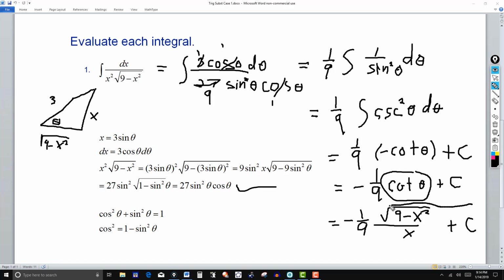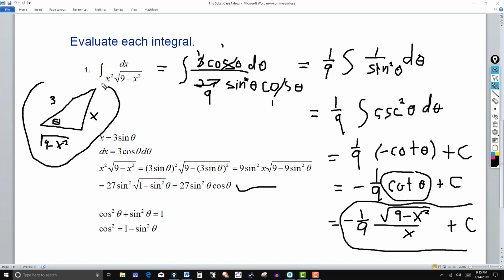Now if it turned out that your answer, instead of a cotangent of theta, had a cosine, then you go over here and say, okay, cosine of theta is the adjacent over the hypotenuse. So you write this as the square root of 9 minus x squared over 3. But this little triangle right here, once you get the integral in terms of theta, you're going to use to finish it and give the answer in terms of x.